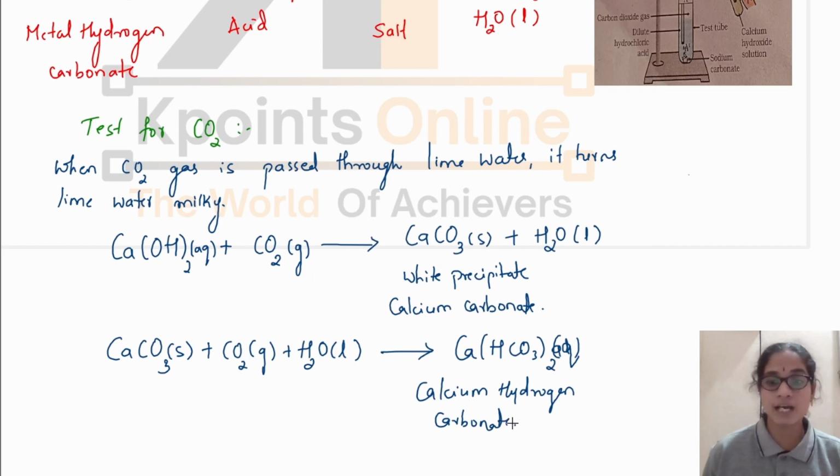So the question may be asked in your examination: what happens when excess of carbon dioxide gas is passed through the lime water? You have to remember both these equations. Okay. When carbon dioxide gas is first passed through the lime water, there is a formation of calcium carbonate here. Again, when excess of carbon dioxide gas is passed, there is a formation of calcium hydrogen carbonate, which is soluble in water. So again the solution becomes colorless. Okay. Means it becomes clear.